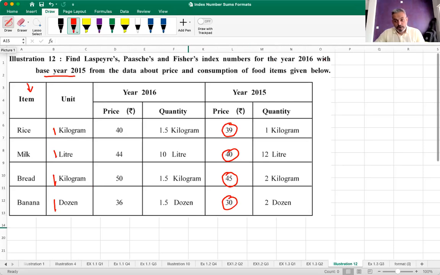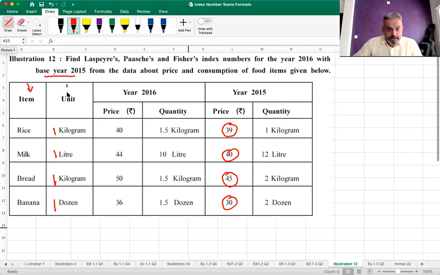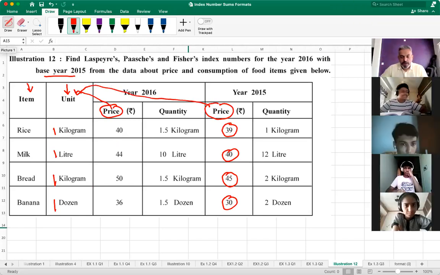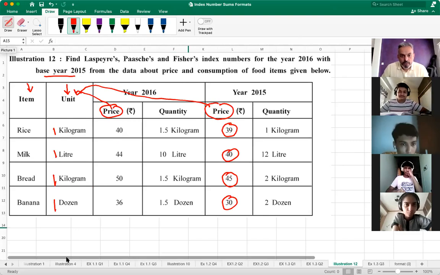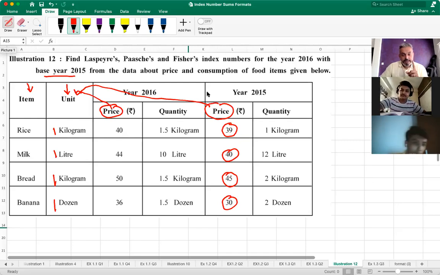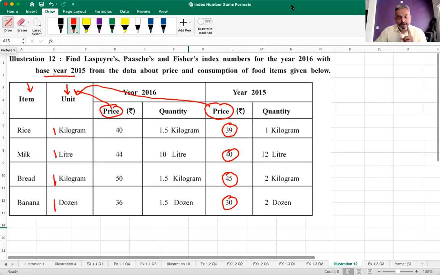Now, they are both important concepts. Once again, pay attention. The unit given over here means what? That this price is of this unit. So 40 rupees per kg. This price is of this unit. I hope you all understood. All of you understood this. Okay, pay attention please. This is a very important point.